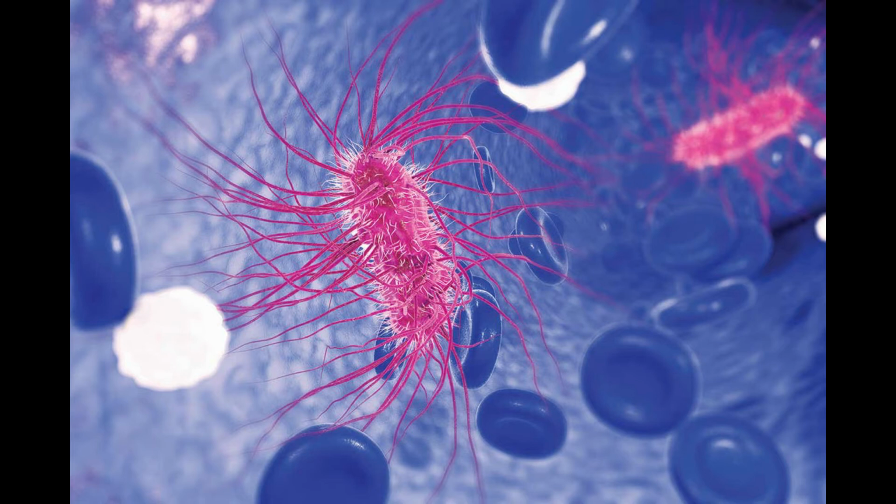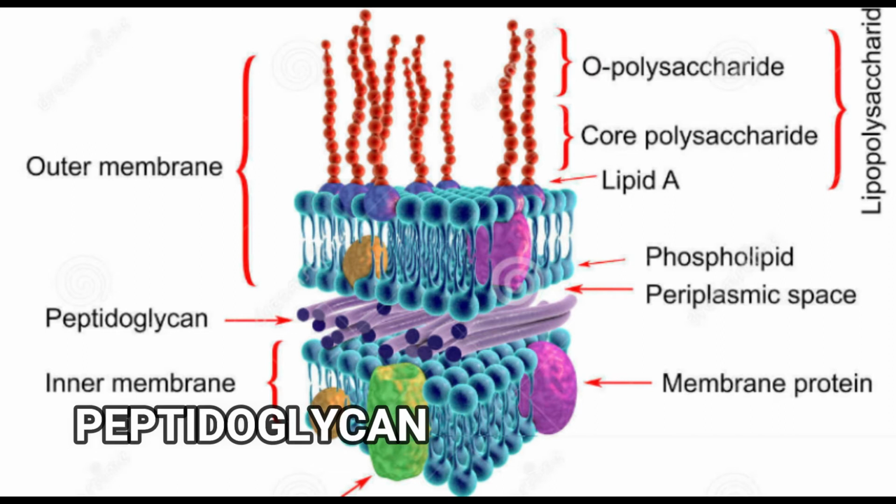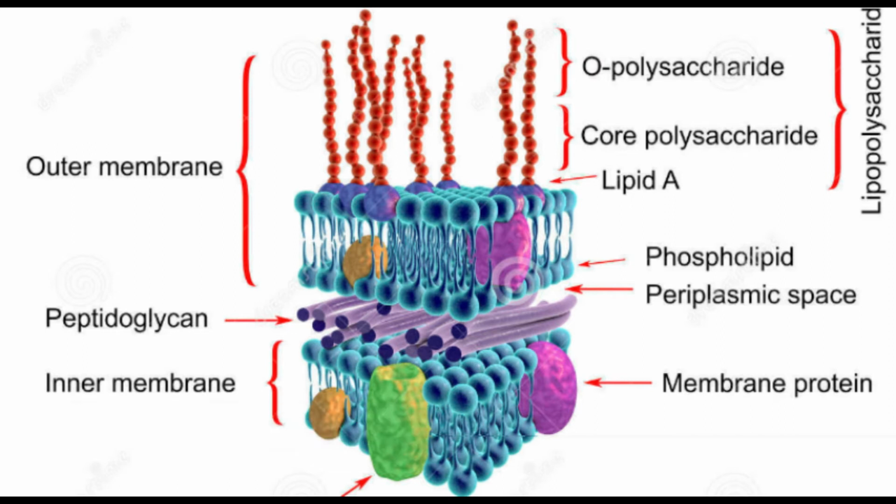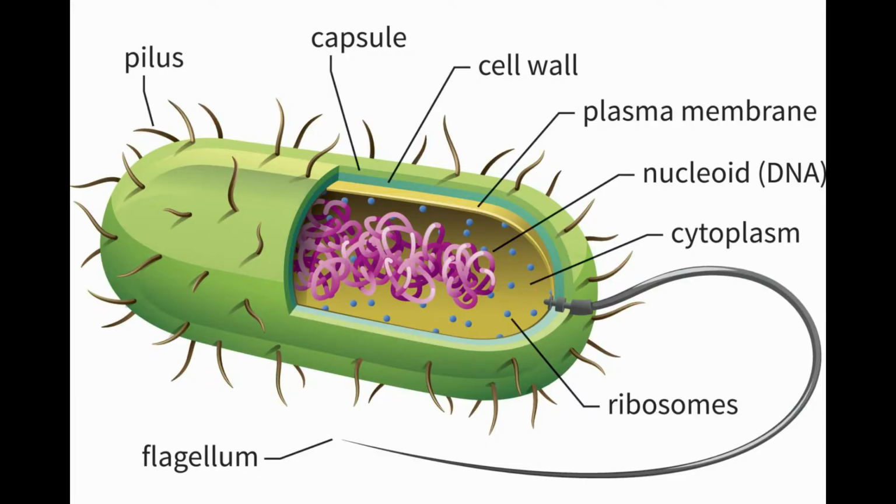The cell walls of bacteria contain peptidoglycan, a molecule made of sugars and amino acids that gives the cell wall its structure and is thicker in some bacteria than others. Bacteria contain certain structures unique to them, as previously mentioned, such as the capsule, flagella, and pili.